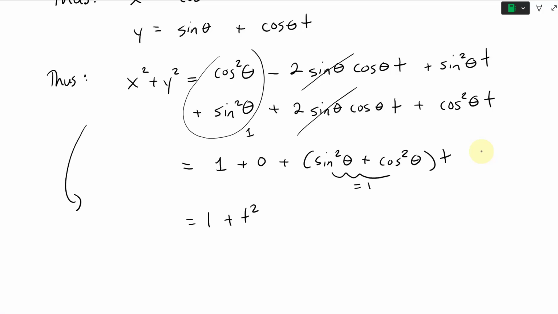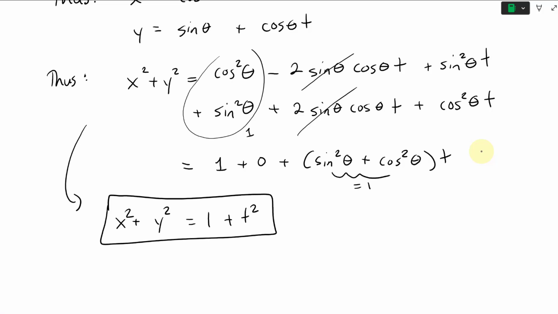So we got some epic stuff here. We get x squared plus y squared equals 1 plus t squared. And this is just a circle.